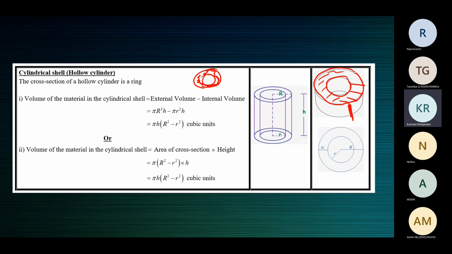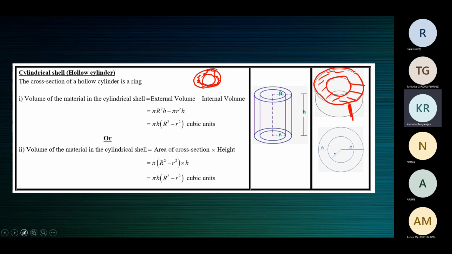Now, what is the volume of the material in the cylindrical shell? The volume of the material will be the external volume minus the internal volume. Externally it is a cylinder, internally it is a cylinder. So the external volume will be pi R square h, with capital R. H is the same. The internal volume is pi r square h, because again it's a cylinder, but smaller. External volume minus the internal volume will be the volume of the material.